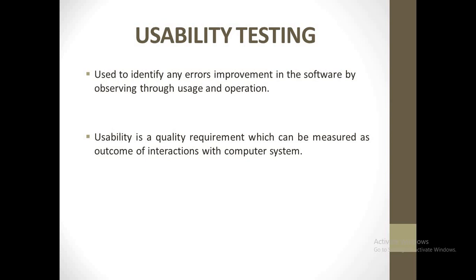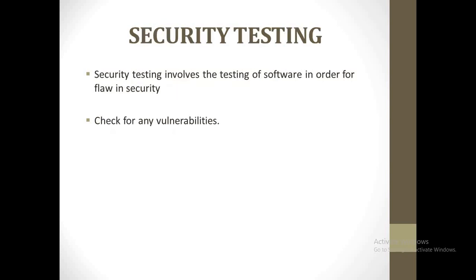We try to use the product and see whether any errors or problems are happening. It can be measured as the outcome of the interaction with the computer system. Security testing involves testing the software to find flaws in the security. If any security flaws are there, we try to see and test them. This is called security testing. We check for any vulnerability.